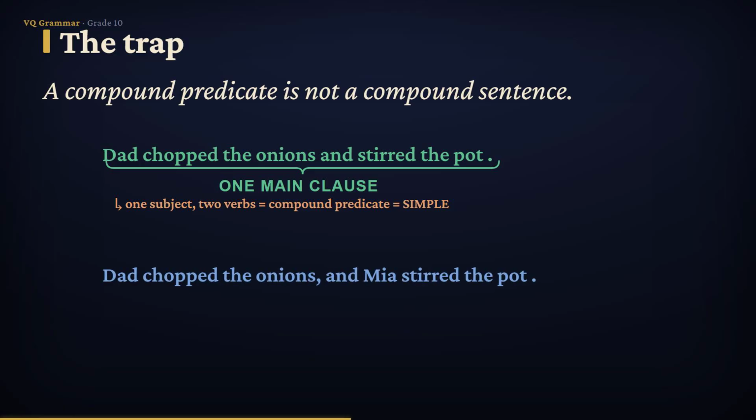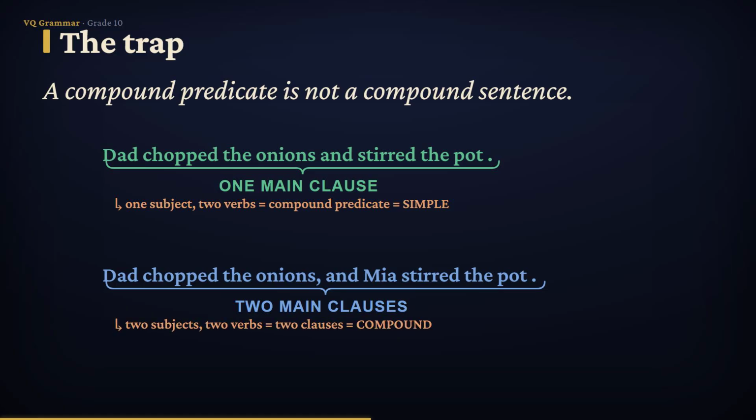Now watch me change it. Dad chopped the onions and Mia stirred the pot. Suddenly, the second half has its own subject, Mia, and its own verb, stirred. So now we have two main clauses, and the sentence is compound.